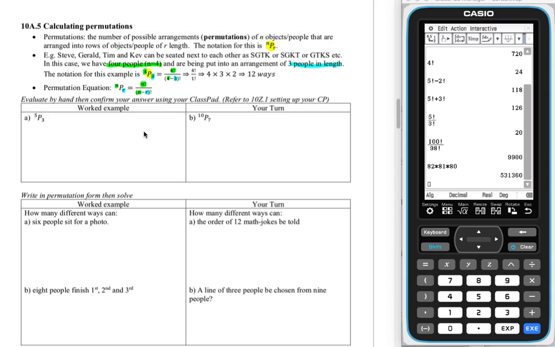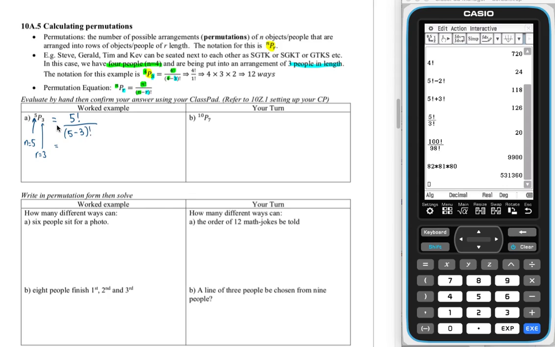So our first step is we want to evaluate this by hand and then confirm our answers using the ClassPad. So we're just going to practice using our formula for the permutation. So our permutation equation works like this. 5P3 is equal to, so we know here that top number, n, is equal to 5, and that number there means r is equal to 3. So let's sub that into our permutation equation. So instead of writing n factorial, I'm going to write 5 factorial divided by (5 minus 3) factorial.